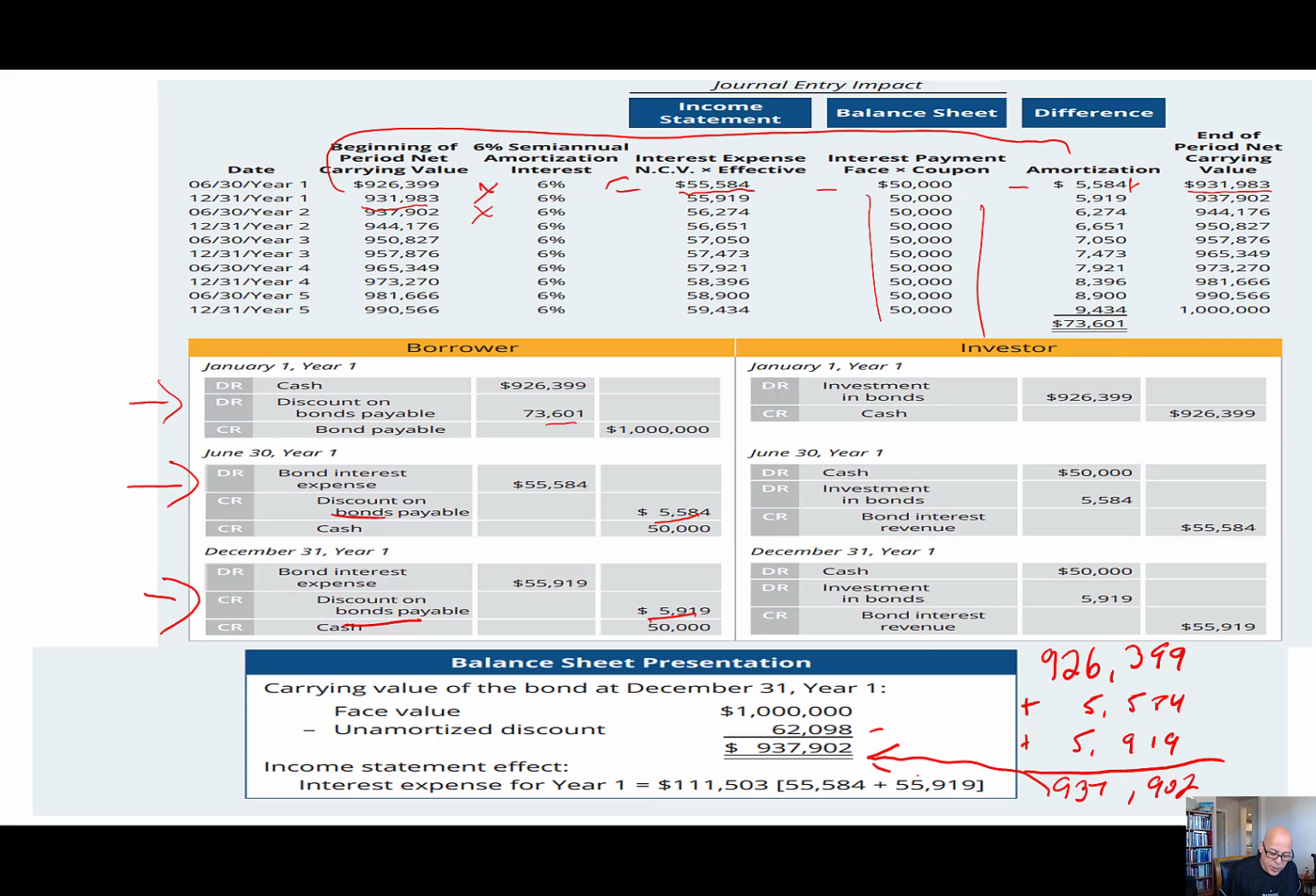And of course it does, right? Because we've amortized that off the discount. Discount is subtracted from the face amount, which makes that number smaller, so the carrying amount will go up. Okay, and that's what you see there.